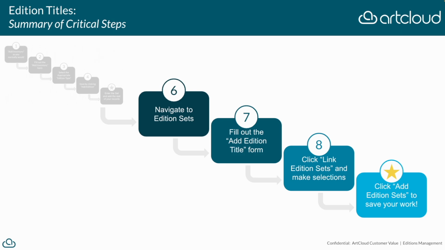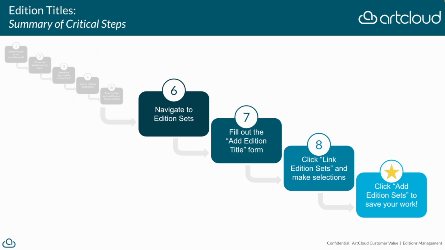You'll recall that in video 2, we summarized the process for adding edition records and sets into 5 critical steps. We'll now add 4 more for edition titles. The 6th step in this process is to enter the edition sets dashboard. 7, click the Add Edition Title button and fill out the form. 8, click the Link Edition Sets button and select the appropriate sets. And 9, click the Add Edition Sets button to save your work.